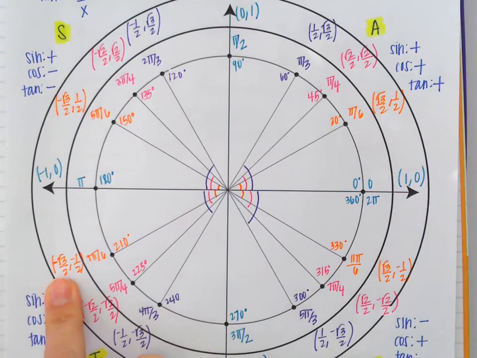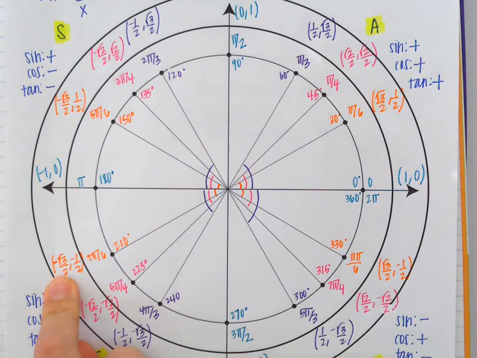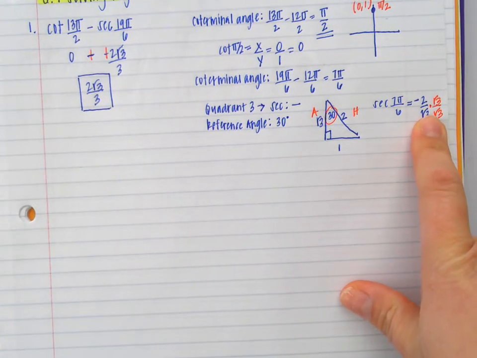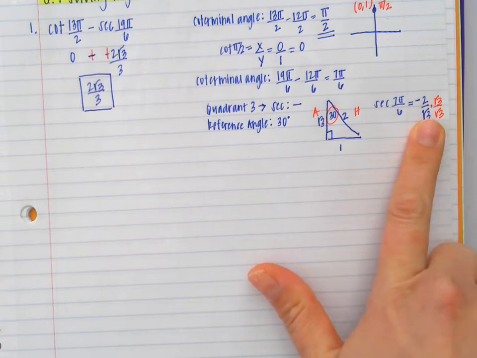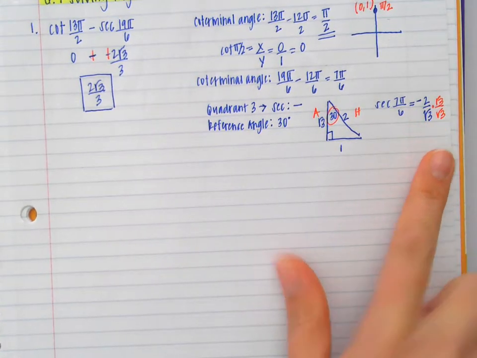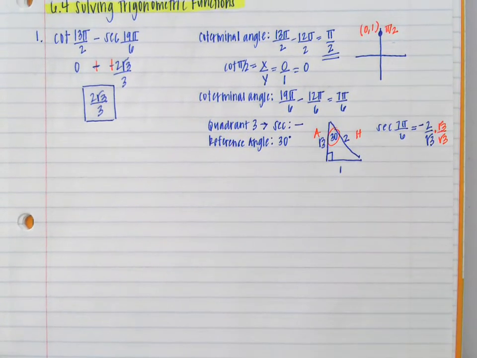So I'm looking at my x value here, negative rad 3 over 2. The reciprocal of negative rad 3 over 2 is 2 over negative rad 3, which is what we got here. Negative 2 over rad 3, or 2 over negative rad 3. And then you'd still have to rationalize the denominator and get your final answer.